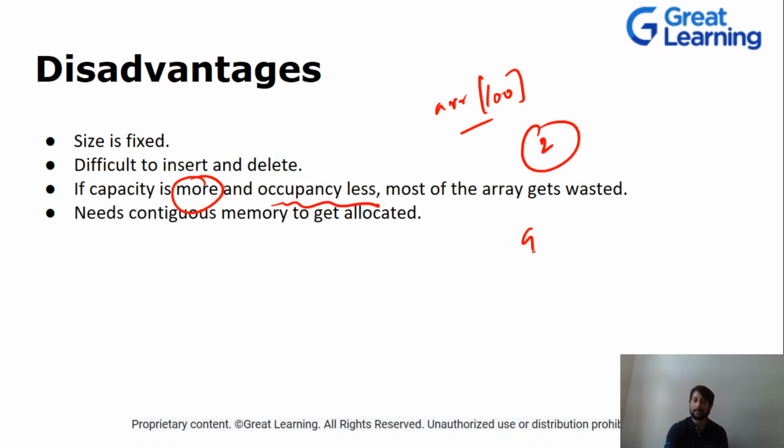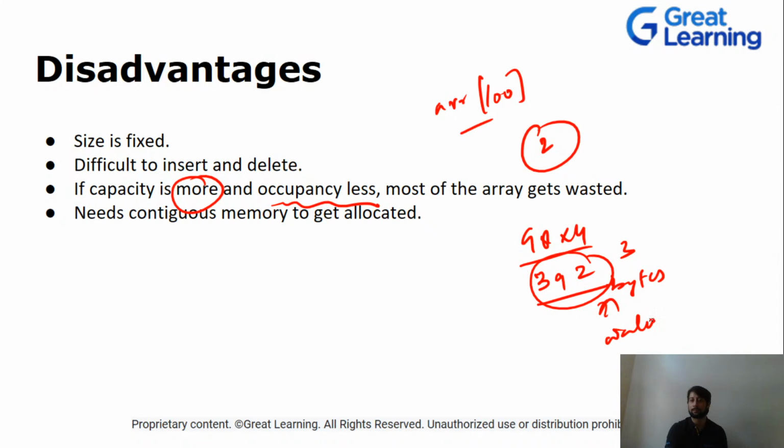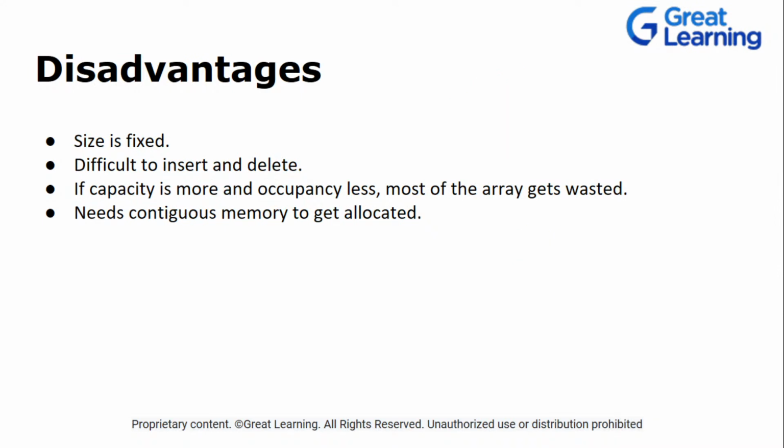So that means 98 into 4, these many bytes. 8 into 4 is 32, 9 into 4 is 36, and this means around 392 bytes of memory you are wasting. Okay, you are wasting this much memory, so it doesn't make any sense. That is what you mean by wasting your memory, or if your occupancy is less and you want to insert, or if your occupancy.